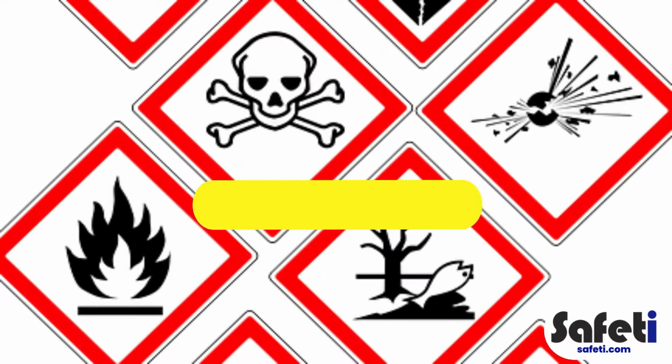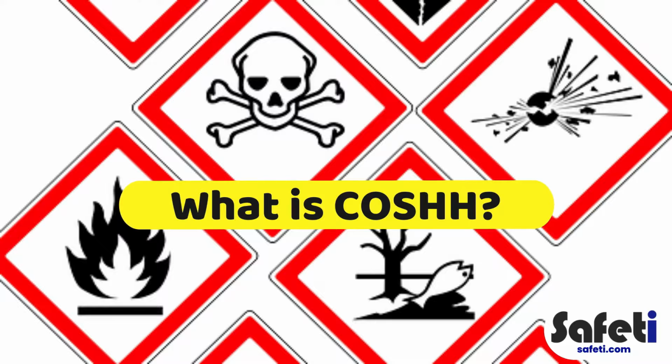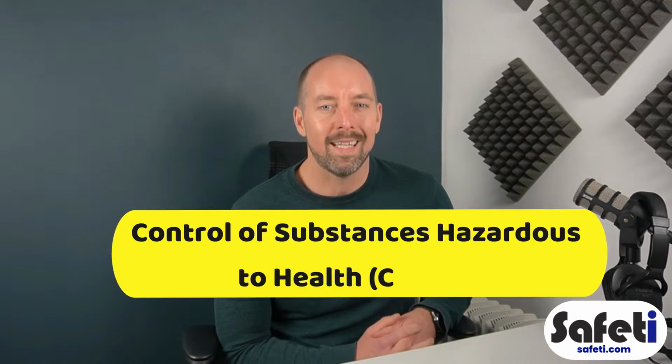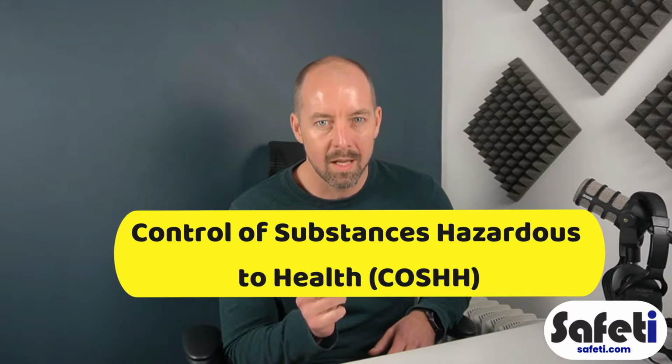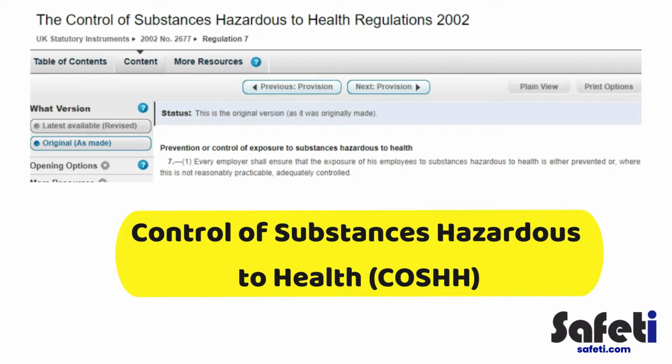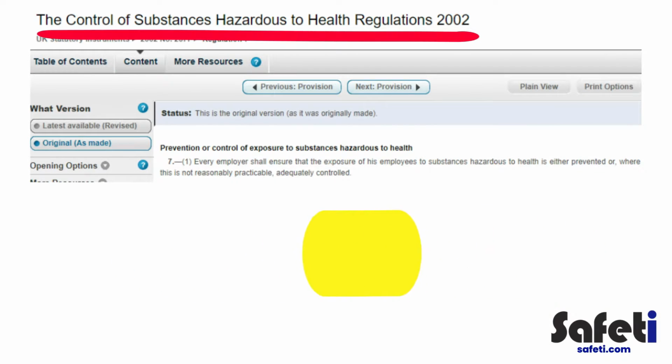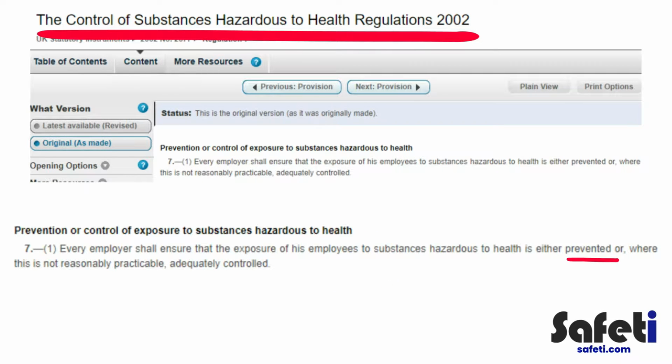Okay then, first of all, let's answer the question, what is COSHH? Well, the term COSHH relates to the UK-based regulations that deal with the control of substances hazardous to health, or COSHH for short. These guidelines demand that employers prevent or control workers' exposure to any substances that may cause harm to their health.